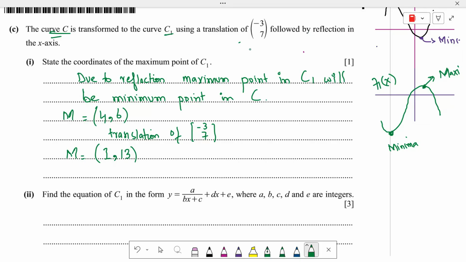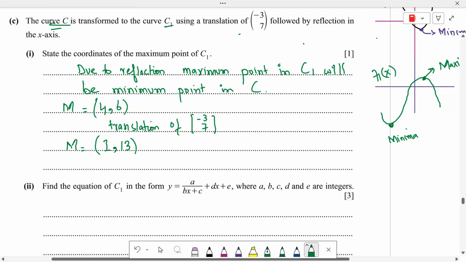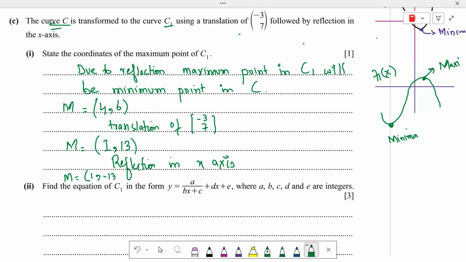Now the reflection in the x-axis, so the y-coordinate has been changed. So after reflection in the x-axis, M will be equal to (1, -13). So the maximum point in the C1 curve is (1, -13).